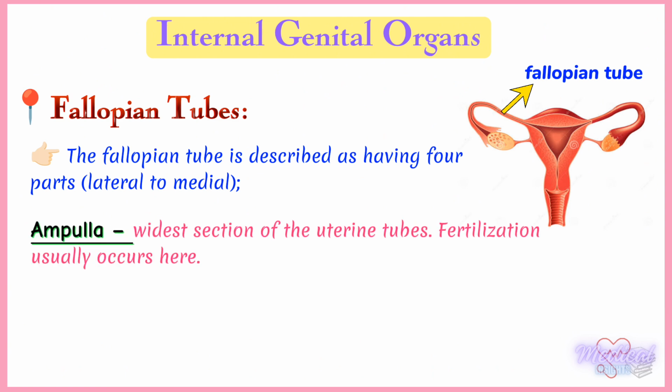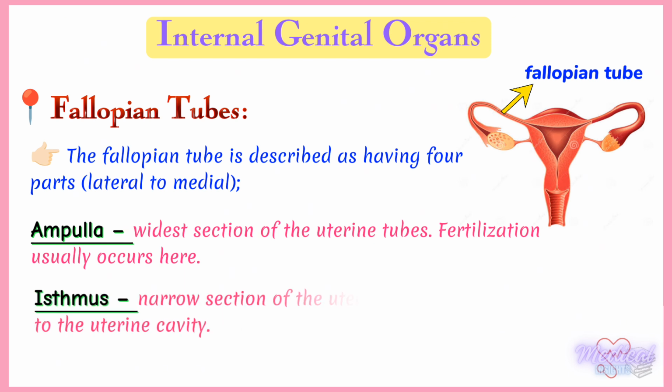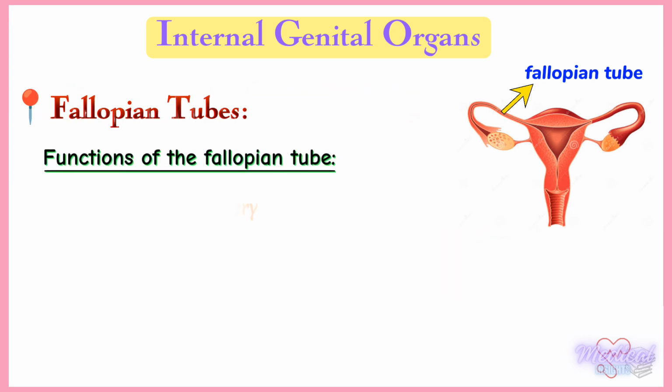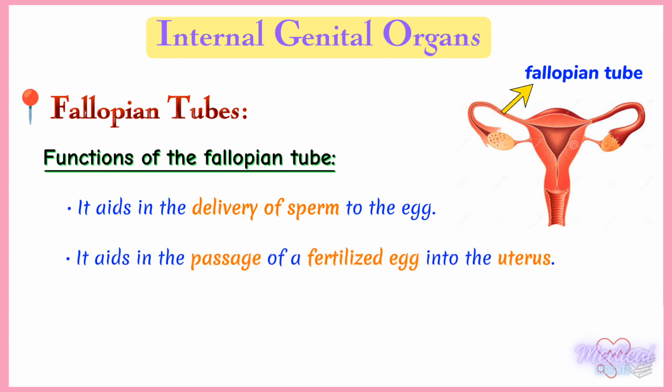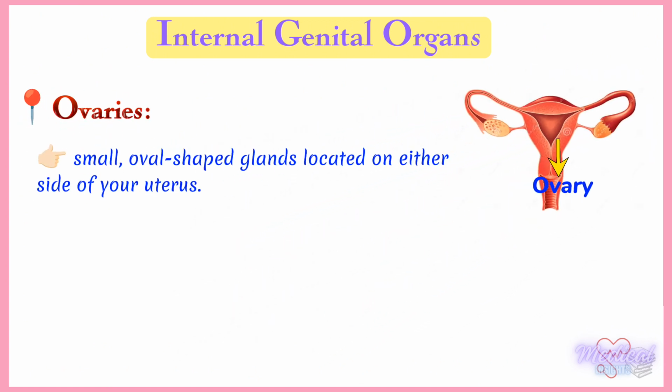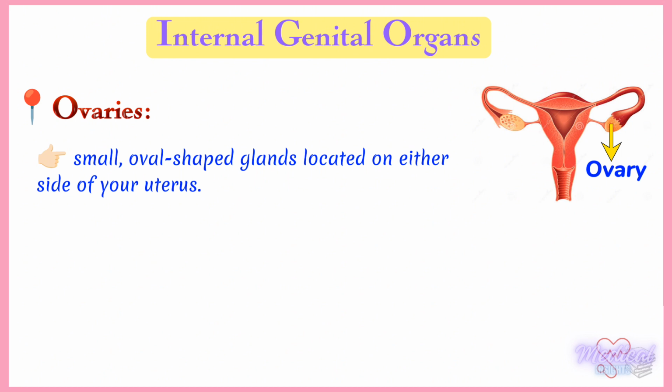Number 3, ampulla. It is the widest section of the uterine tubes. Fertilization usually occurs here. Number 4 is the isthmus, the narrow section of the uterine tubes connecting the ampulla to the uterine cavity. Function of the fallopian tube. It aids in the delivery of sperm to the egg, and it aids in the passage of a fertilized egg into the uterus.